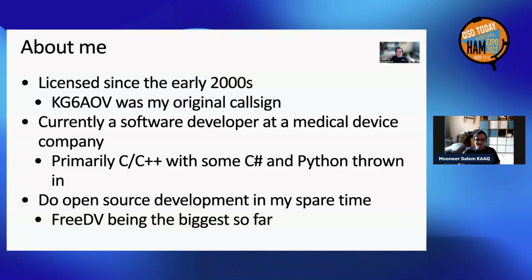So a little bit about myself. I've been licensed since the early 2000s. My original call sign was KG6AOB. And during the day, I'm a software developer at a medical device company where we primarily work in C and C++. A little bit of C# and Python thrown into the mix. And in my spare time, I do a lot of open source development. My biggest project that I work on currently is called FreeDV.